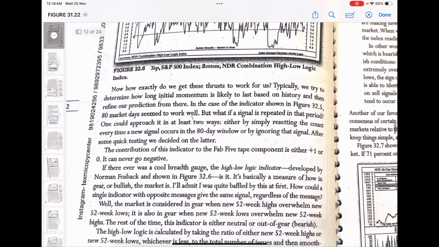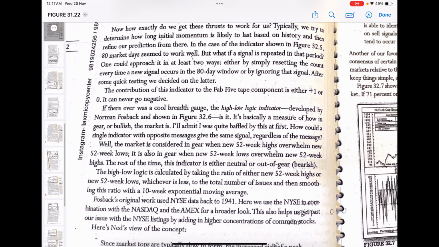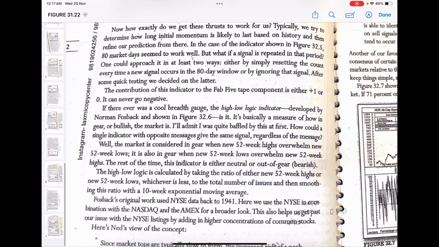Now, how exactly do we get thrusts to work for us? Typically, we try to determine how long initial momentum is likely to last based on history and then refine our prediction from there. In the case of the indicator shown in 32.5, 80 market days seem to work well. But what if a signal is repeated in that period? One could approach it in at least two ways, either by simply resetting the count every time a new signal occurs in the 80-day window or by ignoring that signal. After some quick testing, we decided on the latter.